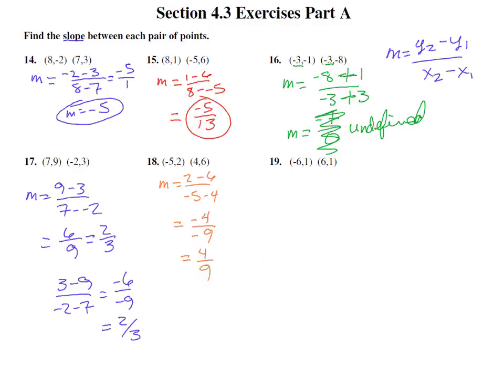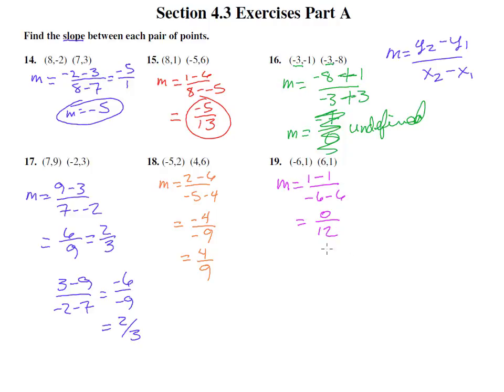And number 19 to finish off. We have negative 6, 1 and 6, 1. Well, you might be able to tell the ones are the same, so this is going to be up at y equals 1 in a horizontal line. But let's do it officially. 1 minus 1 over negative 6 minus 6. That gives us 0 over negative 12.